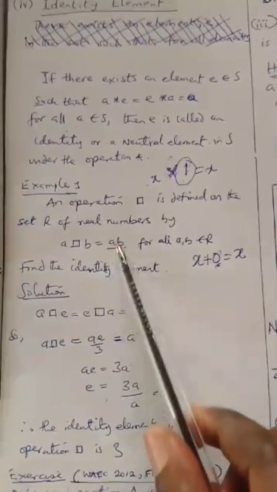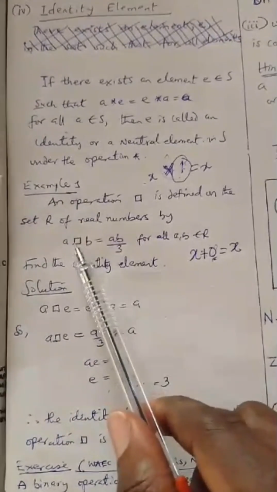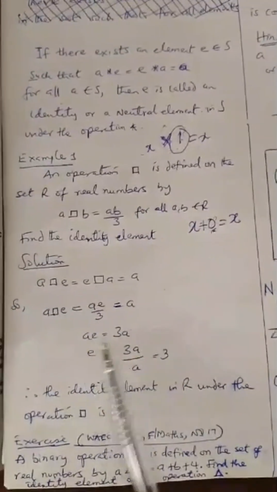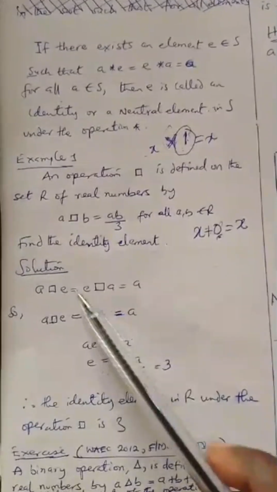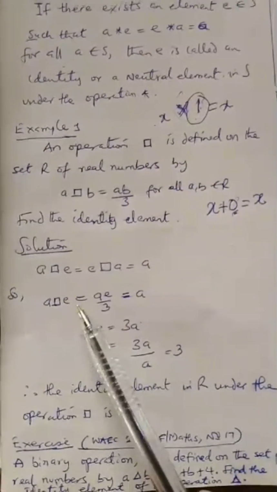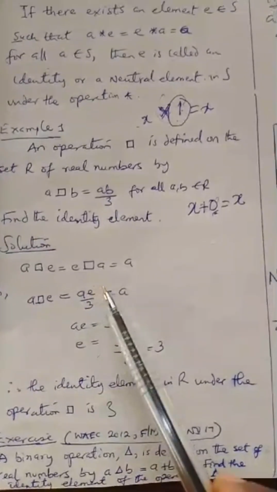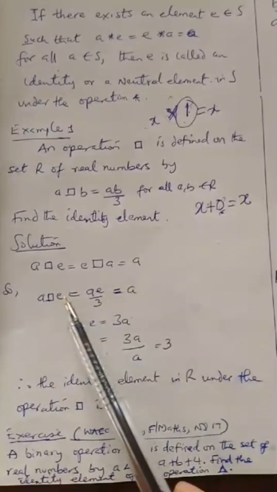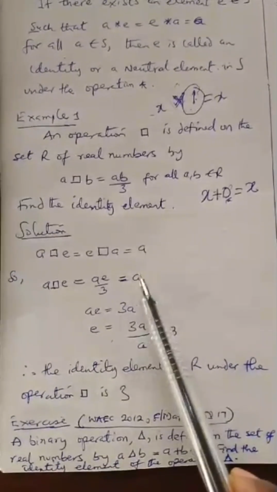So let's look at this particular operation. We don't know what this is, but this is a rule. This is quite different from multiplication or addition, although it could include it. So you simplify what we have. This is the rule, and this is the question, so we're applying the rule. After the first line, you have A operation E equals AE over 3. That's A times E divided by 3. It must give you A, because the operation of the identity element on an element doesn't change the element.